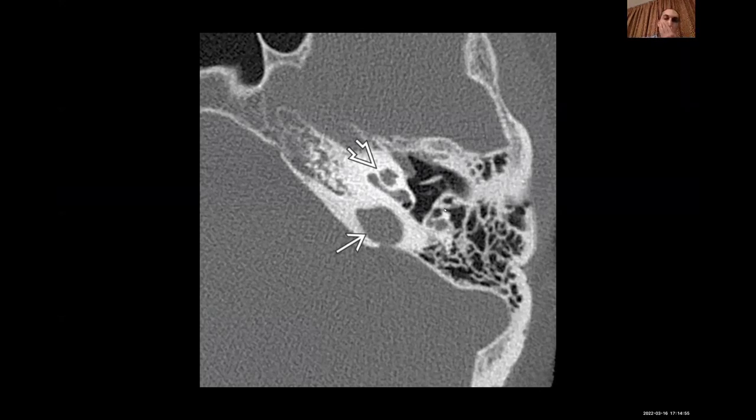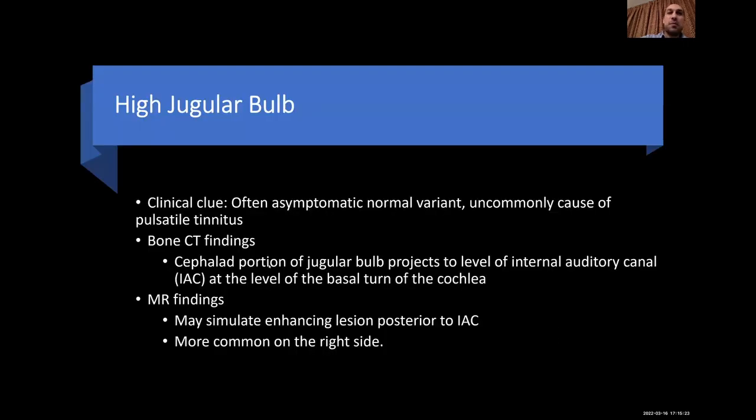What is this? This is a bit difficult. And this is not the vestibular aqueduct. Okay. It is near to it, but it is not it. This patient has a history of tinnitus. I'm asking you. Okay, great. This is a high jugular bulb. This is an asymptomatic normal variant. It is an uncommon cause of pulsatile tinnitus.